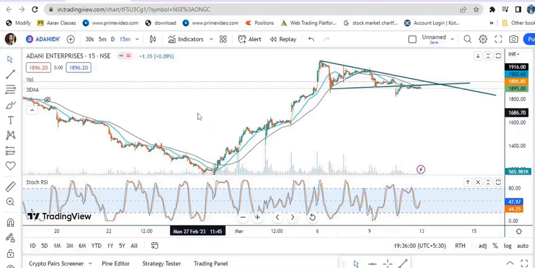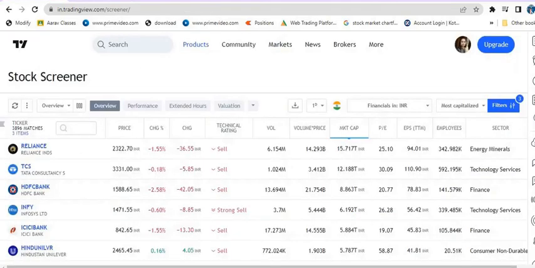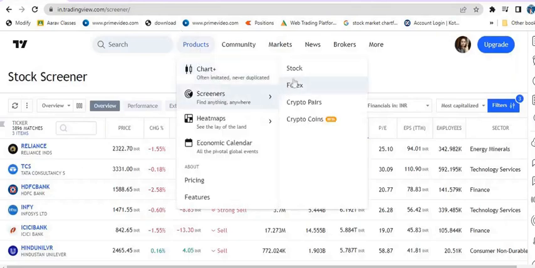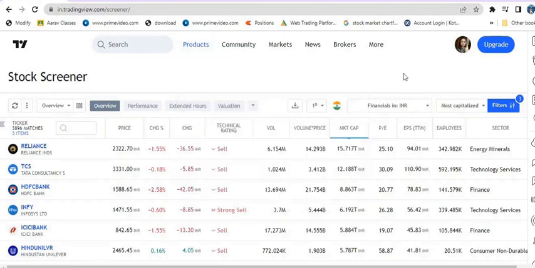Next we are going to the second method, that is selecting stocks using screeners in TradingView. Go to tradingview.com, go to Products, select Screener and select Stock. So this is the screen you will be getting, and if the country is different, change the country to the Indian market.